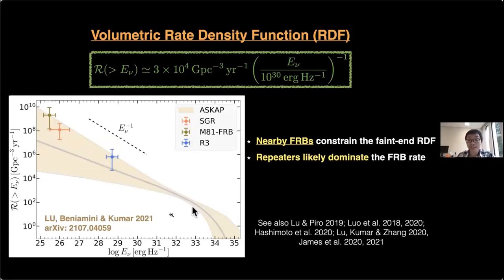Here's ASKAP. ASKAP had their fly's eye survey, which was only sensitive to bursts brighter than 10 to the 31 erg per hertz. So these are where ASKAP is very sensitive. On the high energy side, with small number statistics, the error becomes large. So ASKAP did not have much constraint on the lower energy end, but you can extrapolate backwards, and you can show that the extrapolation is actually consistent with the measurement from the M81 FRB, as well as the Galactic FRB shown over here. The whole FRB population is consistent with a single power law, with a cumulative index of -1. Here, if you draw a line over here, that's what this line is.